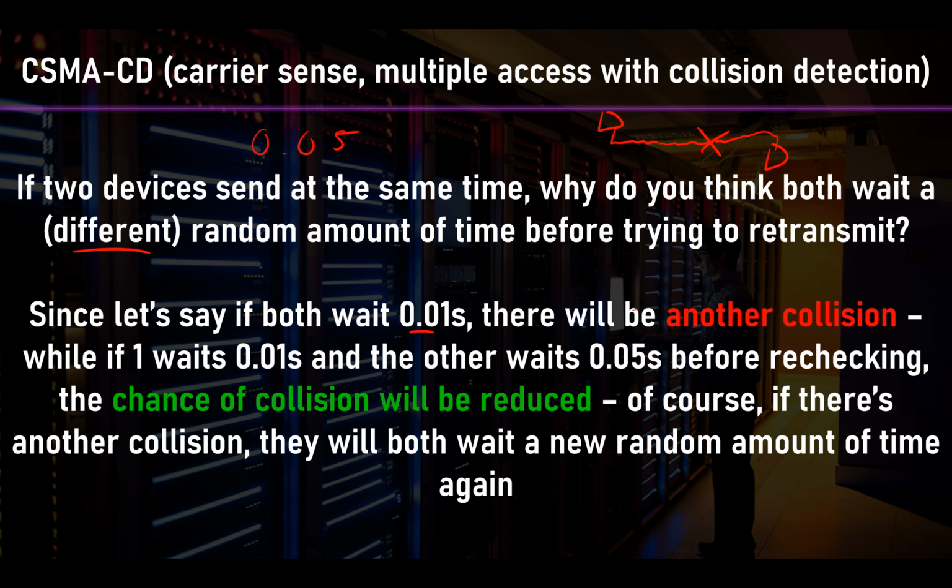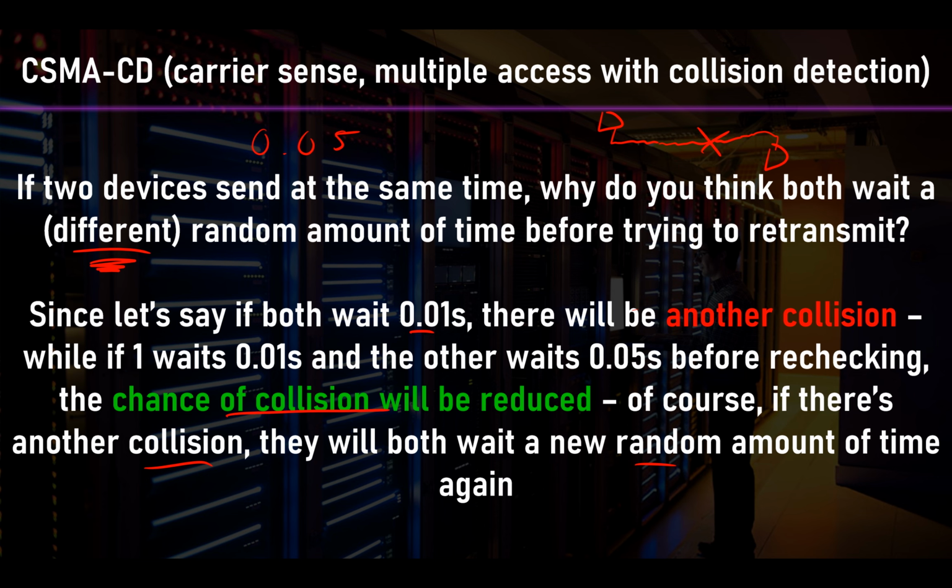Whereas if they both wait a random amount of time, then hopefully the random times they've chosen are going to be different. And because they're different, the chance of collision is going to be reduced. However, if they're unlucky and they generate the same random time, then they're just going to have to generate a new random amount of time and try again. So yeah, this is always going to work.